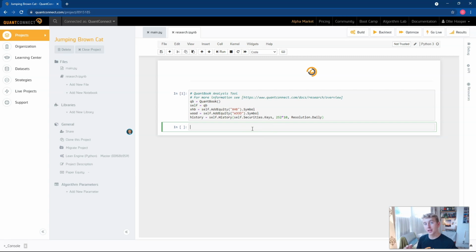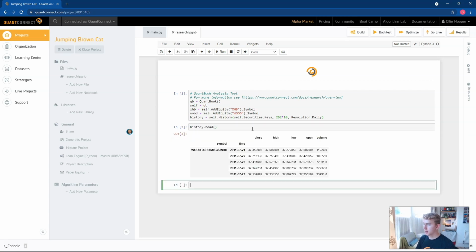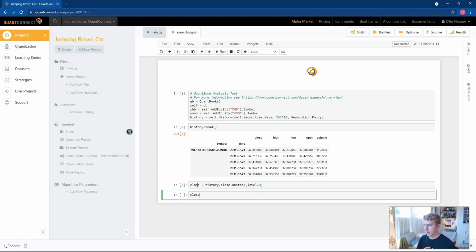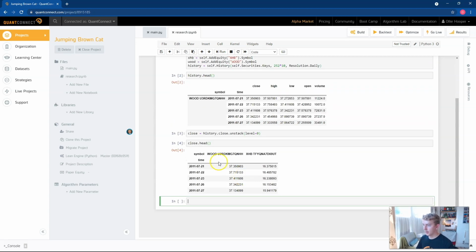Okay, and so we're also going to be interested in the close price. So we can actually unstack this. If we check out this data frame, just get the head of it, we can see that we've got the symbol, time, and then the close, high, low, and open price, and then also the volume. But we're only really interested in the close price here. So we can unstack the history and just take the close price. And if we check out this now, we can see we've got the time as the index and then the two symbols as the columns with their close prices.